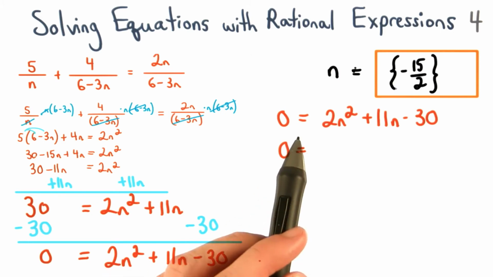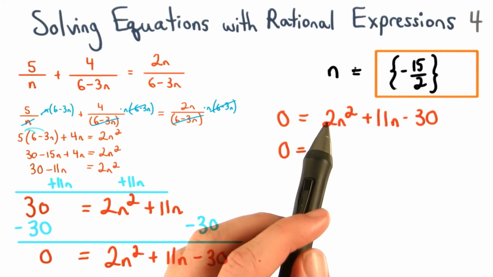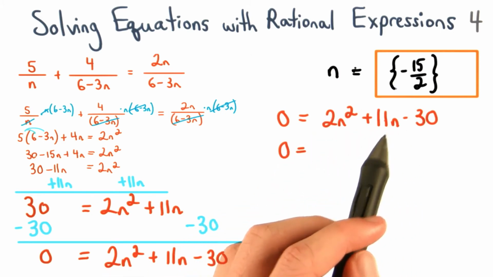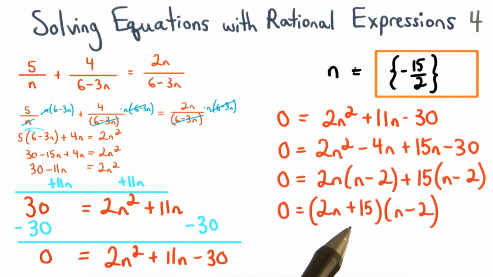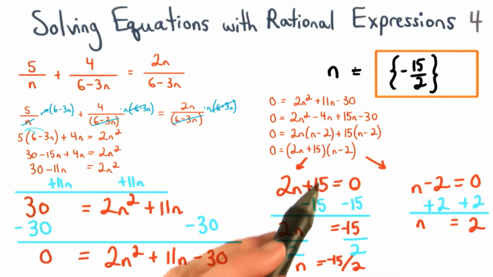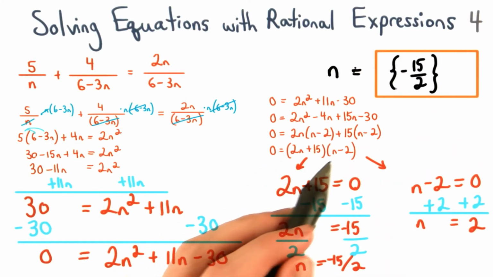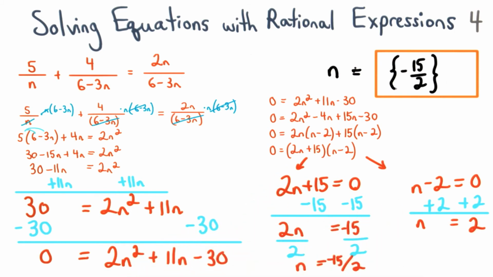So here's our equation, and to factor it, we want to find the factors of negative 60 that sum to positive 11. When we use factoring by grouping, we'll get 2n plus 15 as one factor and n minus 2 as another. Finally, we set each factor equal to 0 and then solve the two remaining equations. n could equal negative 15 halves, or n could equal positive 2.